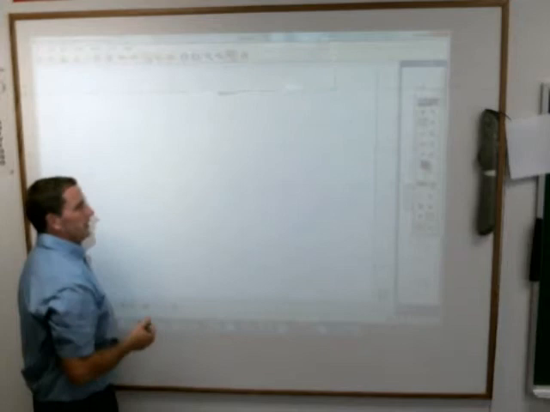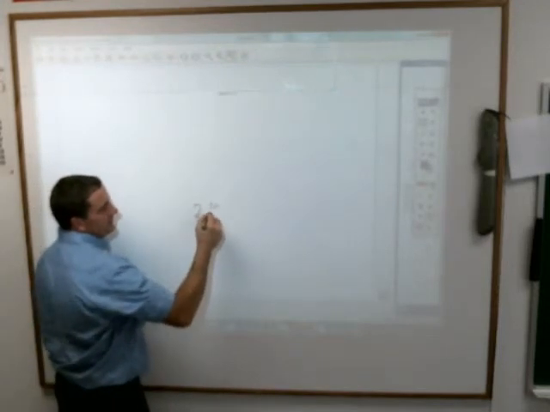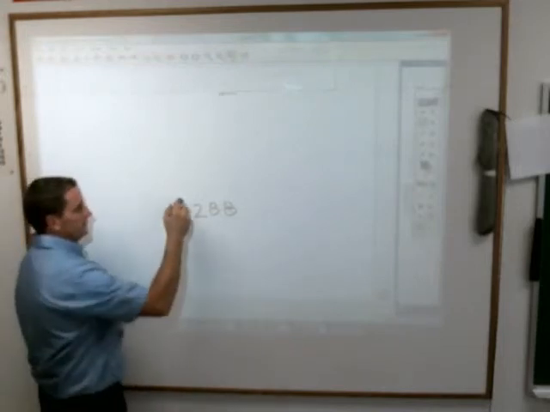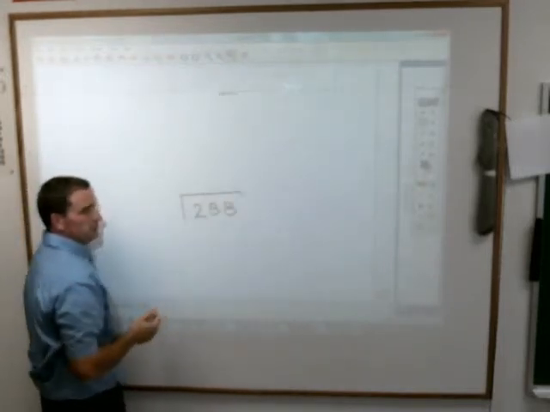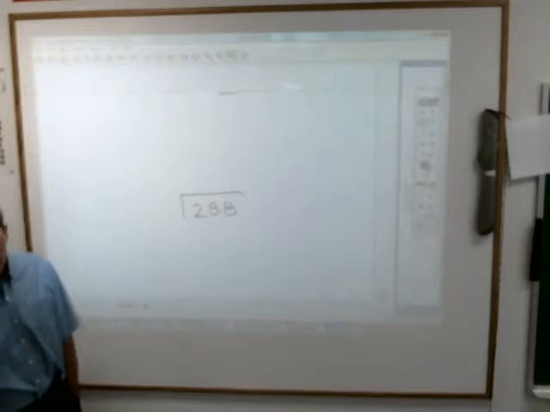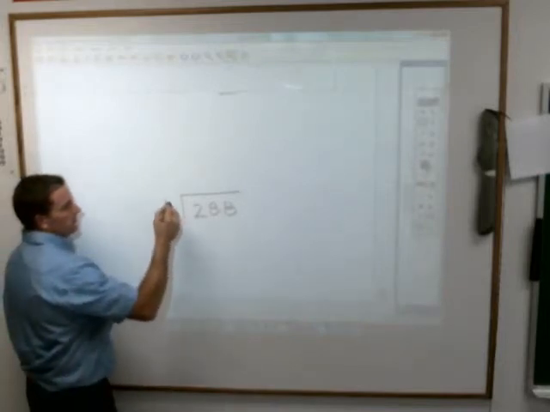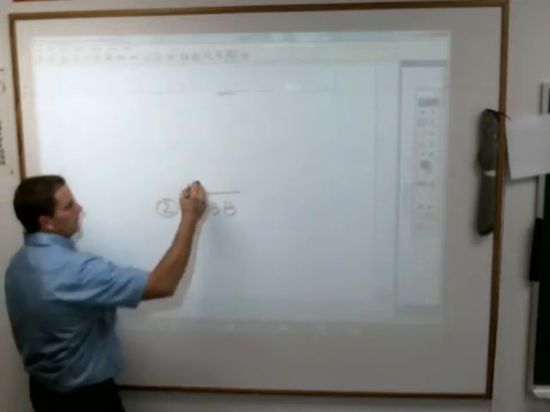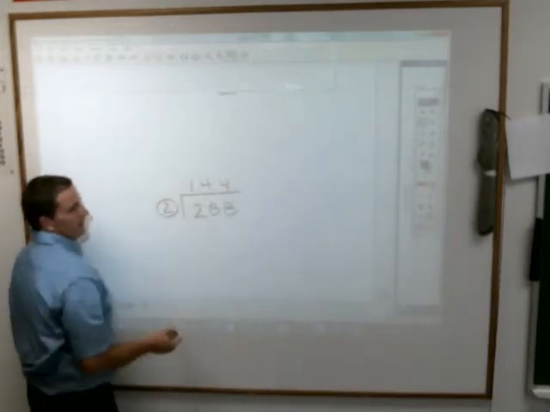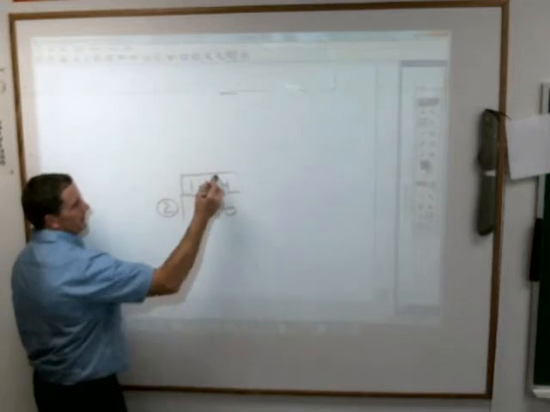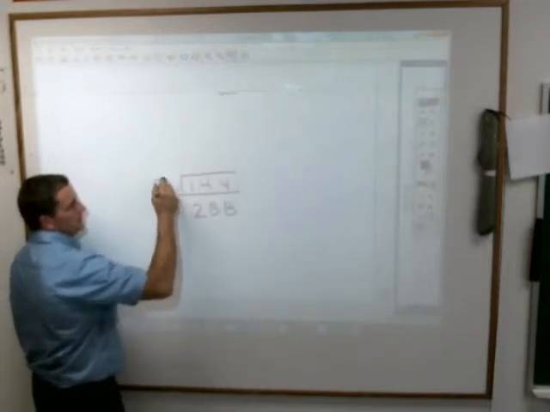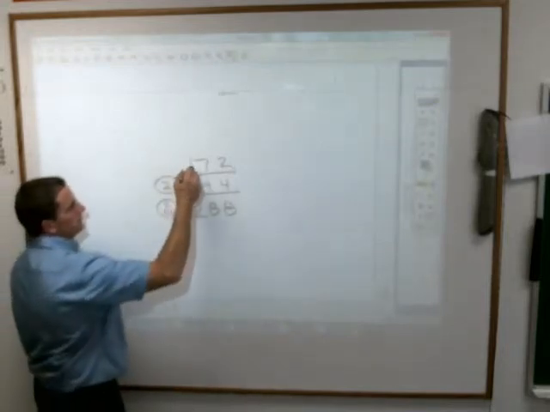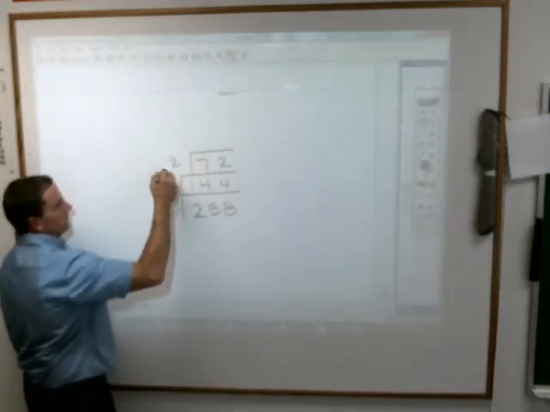Let's look at another one. 288. Let's do that by division by primes. And again, dividing by 2 is easy because it's usually pretty easy to cut numbers in half. If you take 288 and cut it in half, you end up with 144. Again, an even number, so I would cut it in half again and get 72. 72 is still an even number, so I'll divide it by 2 again, which is 36.